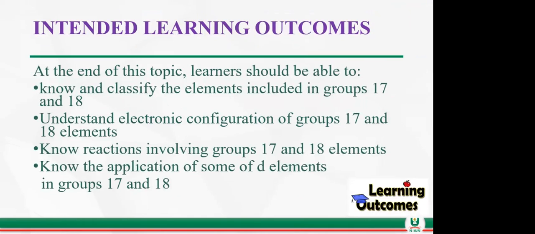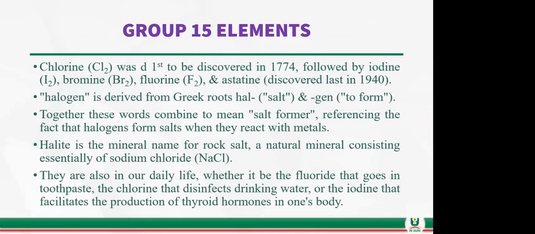At the end of the topic, the learner should be able to, number one, know and classify the elements included in Group 17 and 18. They should be able to understand the electronic configurations and write them perfectly for Group 17 and 18. We should know the reactions involving Group 17 and 18, and we should know the application or general use of some of the elements of this group.